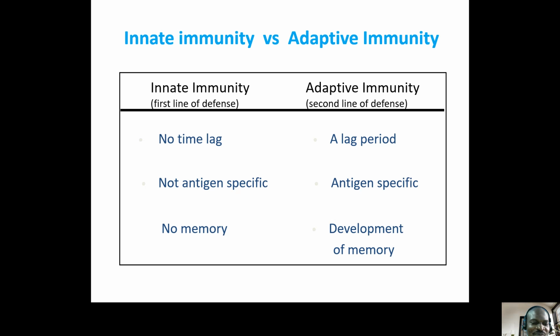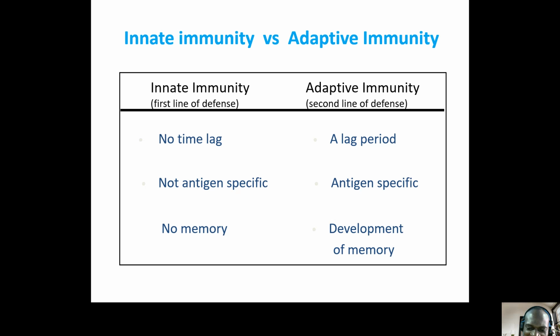That one we have seen. Innate is not antigen specific. It does not target a specific antigen. Adaptive, in this case, targets a specific antigen, like we have seen in the case of vaccines that target different and specific antigens. Innate has no memory. There is no way you say that because you have been infected by this disease, your natural system has developed a mechanism. No, that will be adaptive, where memory is developed.